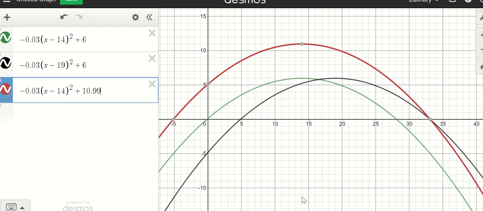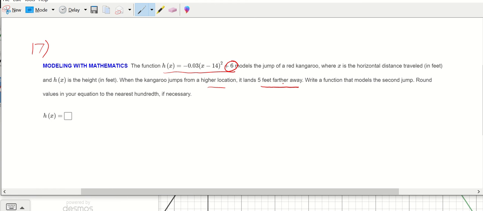Okay, so enough about that. Let's go ahead and actually solve it. Here we go. To figure out how I would make it land 5 feet further away, I probably want to figure out where exactly it lands first of all. So the height represented by h of x, when it lands, the height above the ground is going to be 0. So I can go ahead and set that equal to 0. And let's go ahead and solve. So I'd subtract 6 from both sides, divide both sides by negative 0.03.